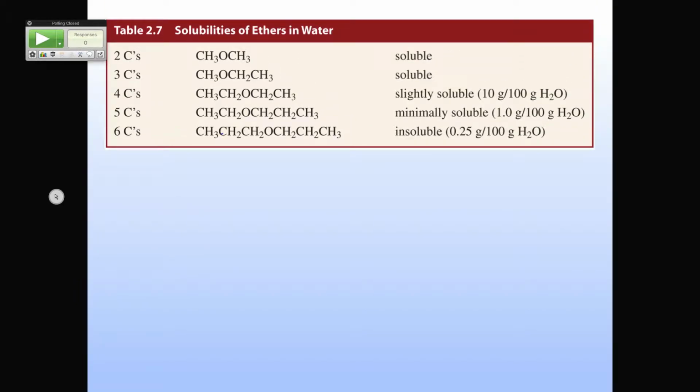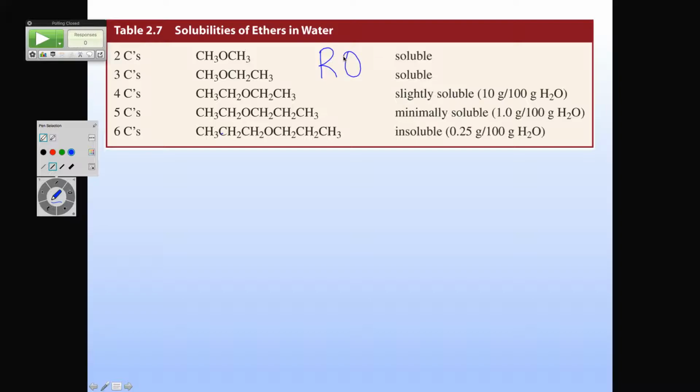Okay, so here are some ethers. Ethers are compounds that have, remember alcohols had an OH, ethers have 2 carbons on either side of the oxygen. The 2 groups do not have to be the same. Like on this first example, they're both the same. They both have 1 carbon. On the second one, we got 1 carbon, and then we got 2 carbons.